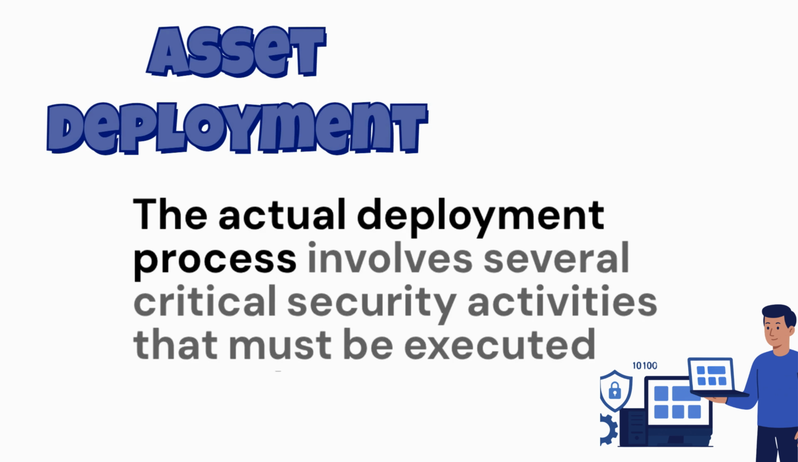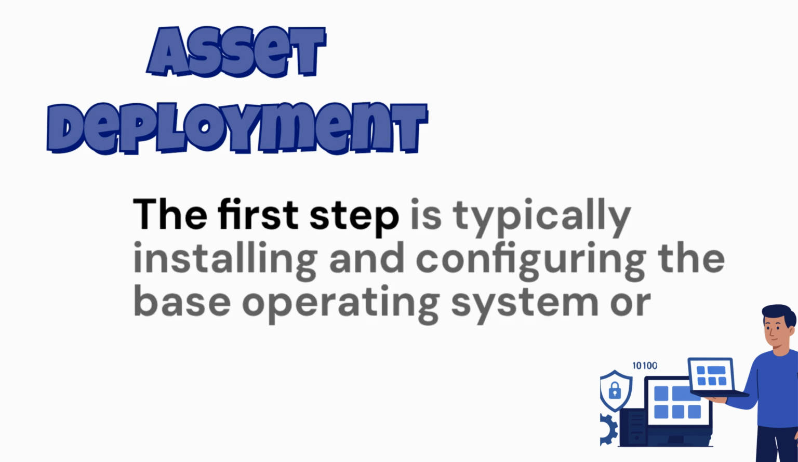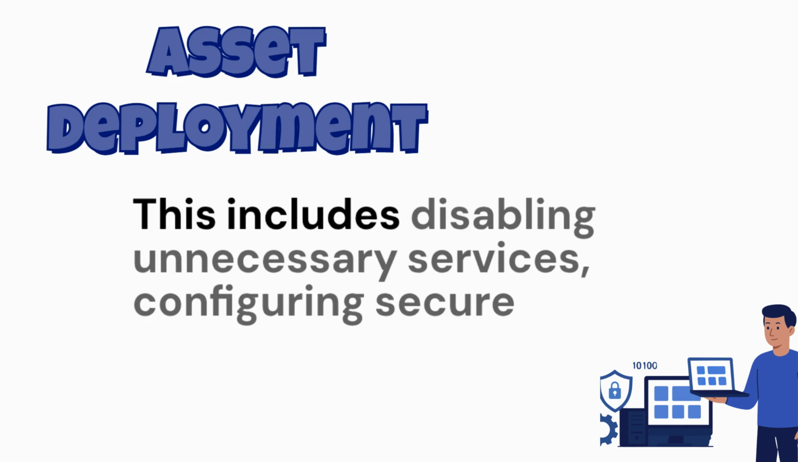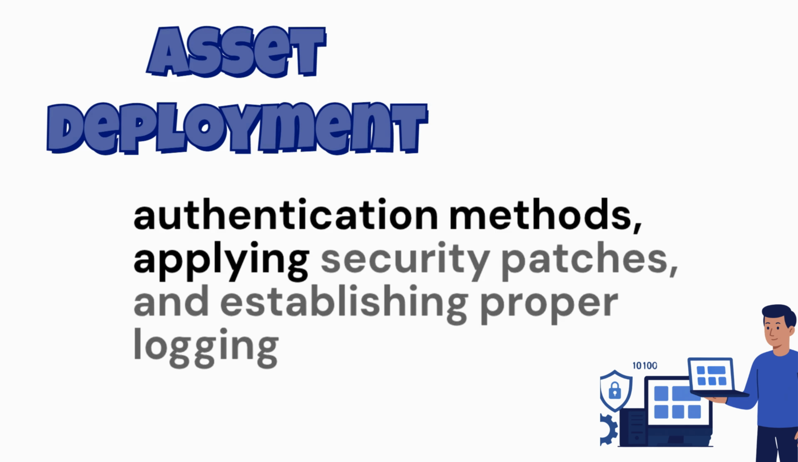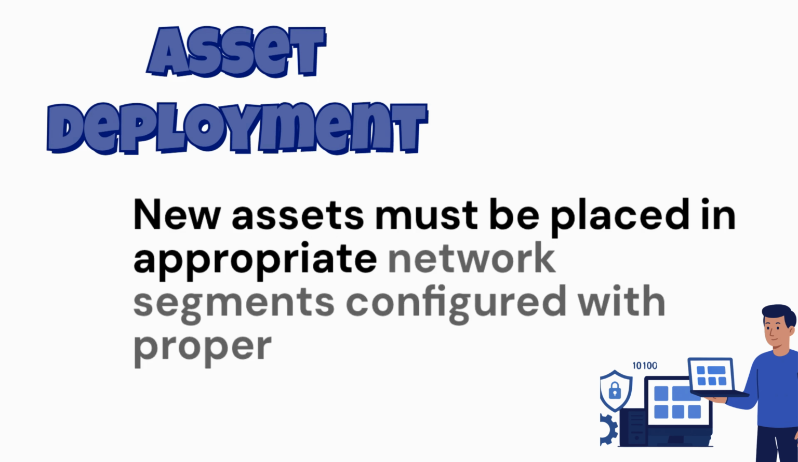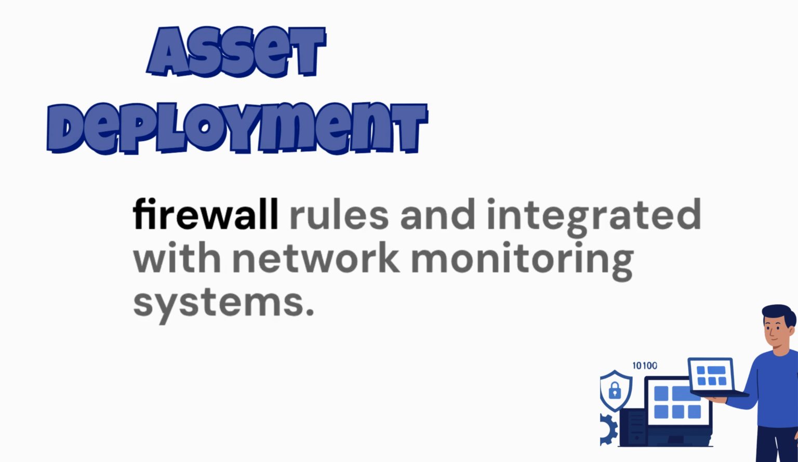The actual deployment process involves several critical security activities that must be executed properly to ensure secure asset integration. The first step is typically installing and configuring the base operating system or platform according to established security baselines. This includes disabling unnecessary services, configuring secure authentication methods, applying security patches, and establishing proper logging and monitoring. Network integration during deployment requires careful attention to security controls. New assets must be placed in appropriate network segments, configured with proper firewall rules, and integrated with network monitoring systems.